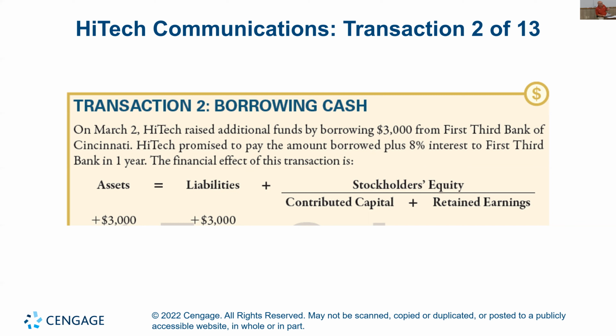Okay. But we promised to pay the amount borrowed back. So now we owe something. Something we owe is a liability. So our liabilities also increased by $3,000 because we have to pay that back at some time in the future. Okay, so here we can see our accounting equation stays in balance by increasing our assets and increasing our liabilities.